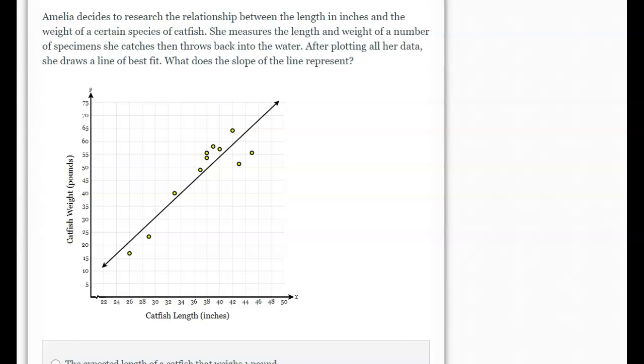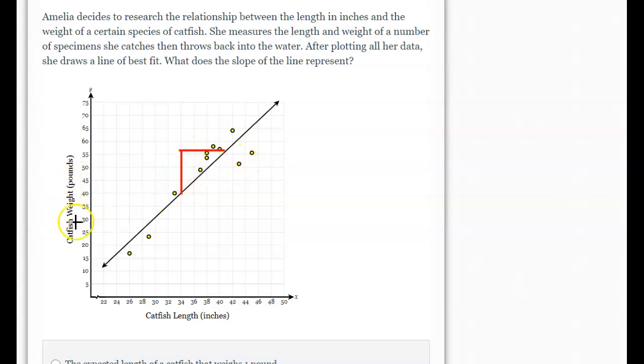And they want us to tell them what does the slope of the line represent. So how do we find slope? Remember, slope is your change in y over your change in x. If you want to find your change in y, then you go over the change in x, so rise over run, remember.